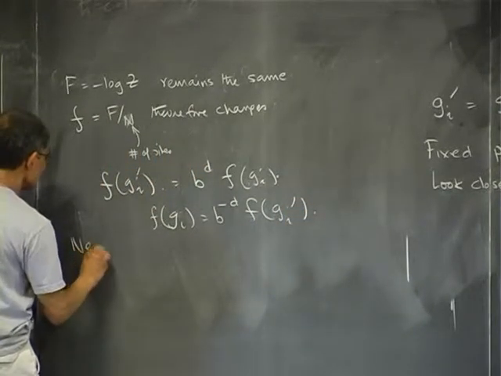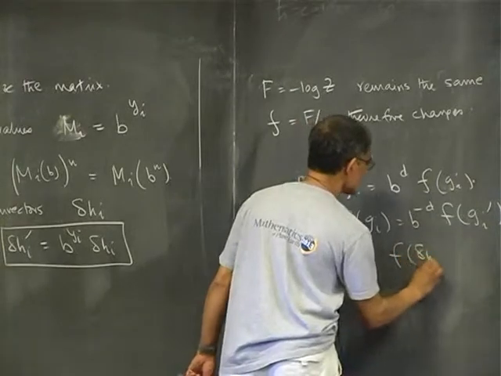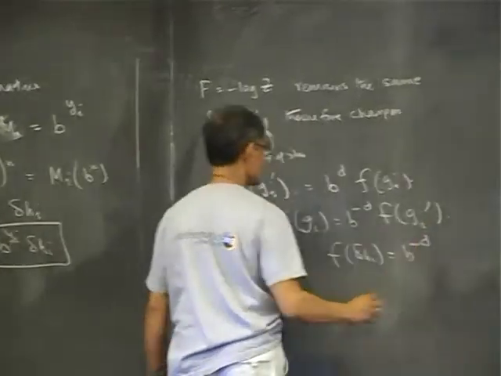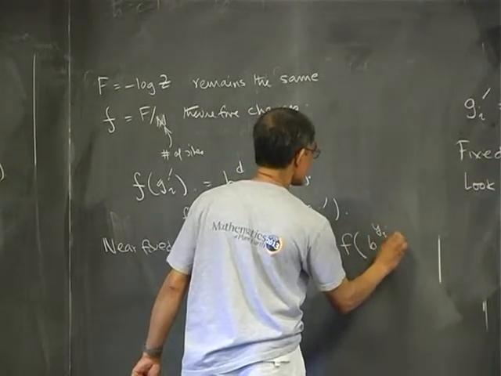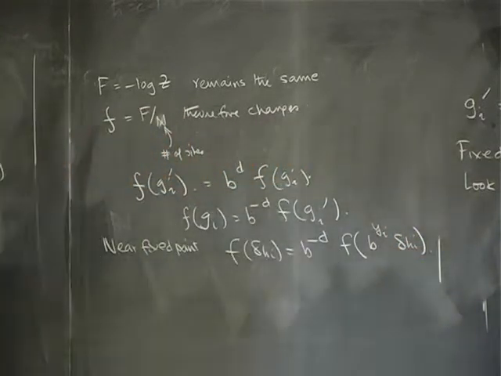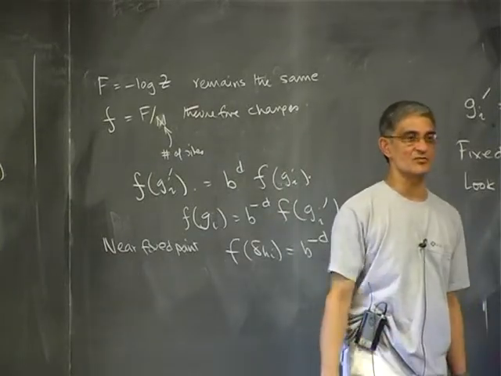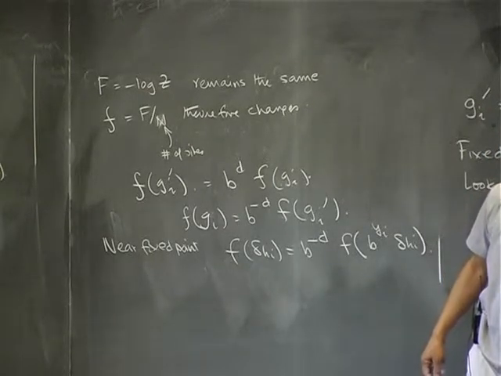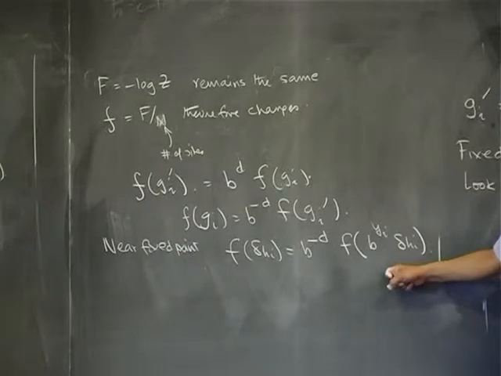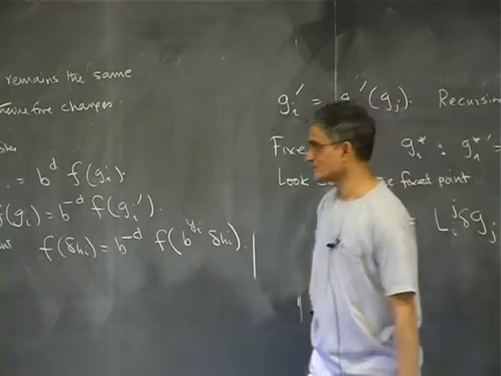And near fixed point, this means f of delta h_i is b to the minus d f of delta h_i prime, which is b to the y_i delta h_i. And so far I have assumed that this is true for any arbitrary b, provided this linearized approximation holds. Okay? Since this relationship is valid for any b, I do have a freedom of choosing any b I like. So let's make a clever choice.